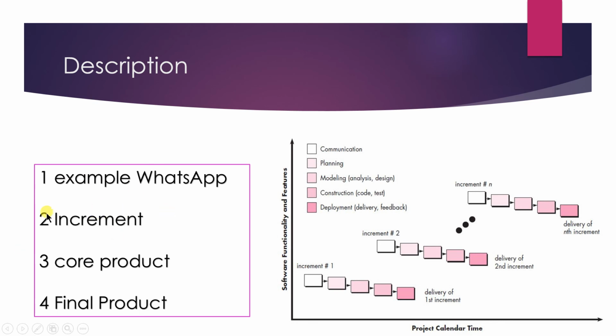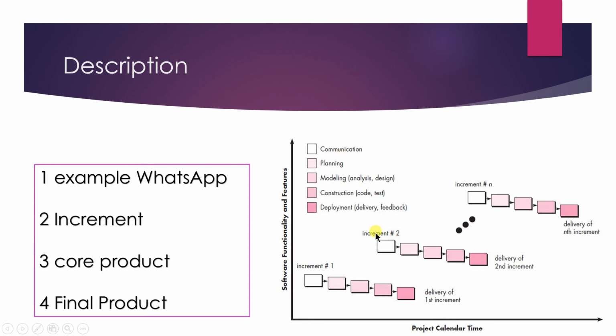I'll say it clearly. An increment is what we get after performing the communication, planning, modeling, construction and deployment in the software development lifecycle process. We get one final product, and that is said to be an increment. And again this process is done as increment 2. In the first increment we get one product, which is known as the core product. Using this core product, the whole five-step process is repeated.